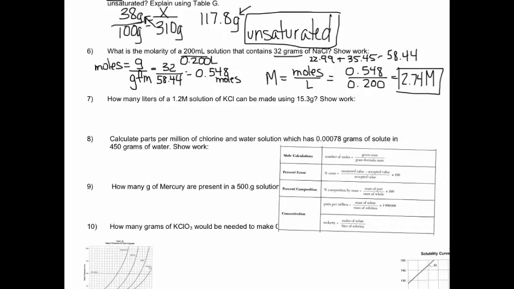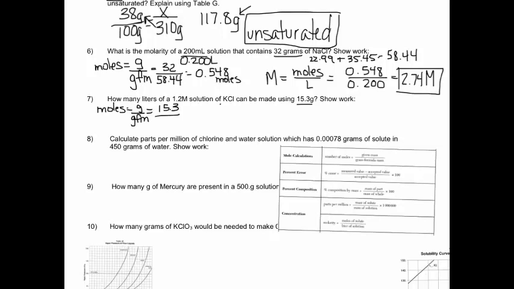All right, next question. How many liters of a 1.2 molar solution of KCl can be made using 15.3 grams? So this time we were given the molarity, so we have this part of our equation already. We were given grams, which means we'll have to use that to calculate moles, and we're actually solving for liters for this question. So we're going to start first. We're going to calculate our moles. Moles is equal to G over GFM, where we have our given mass is 15.3.